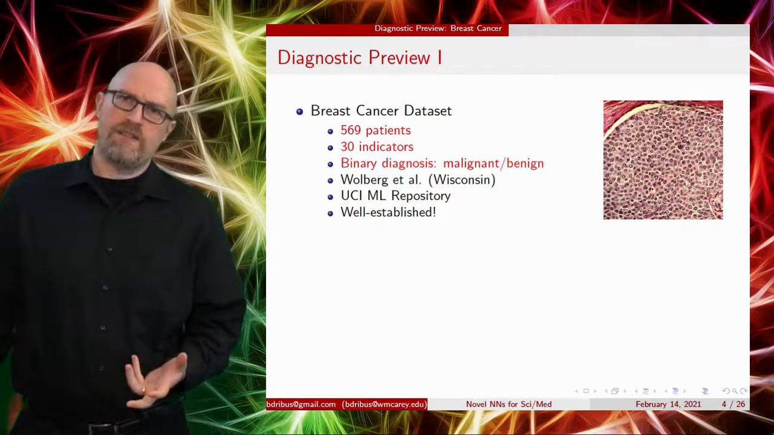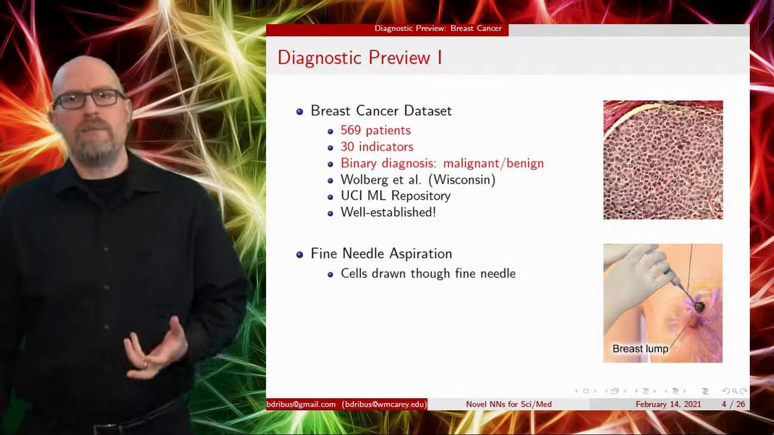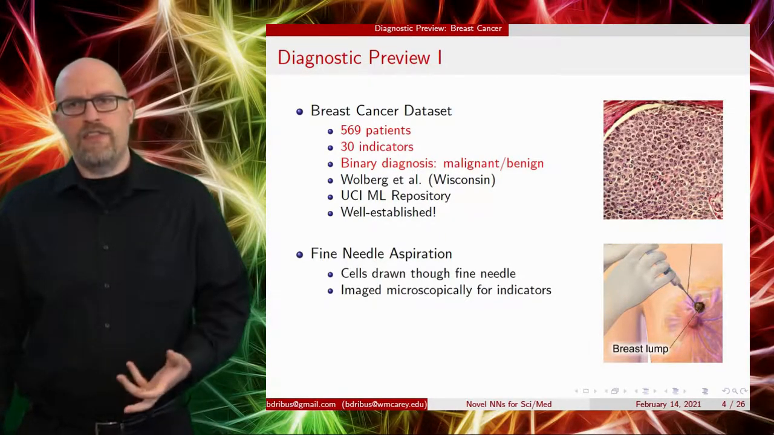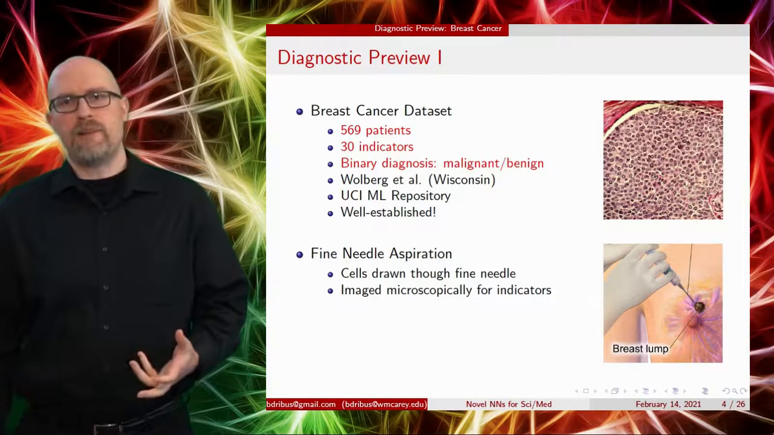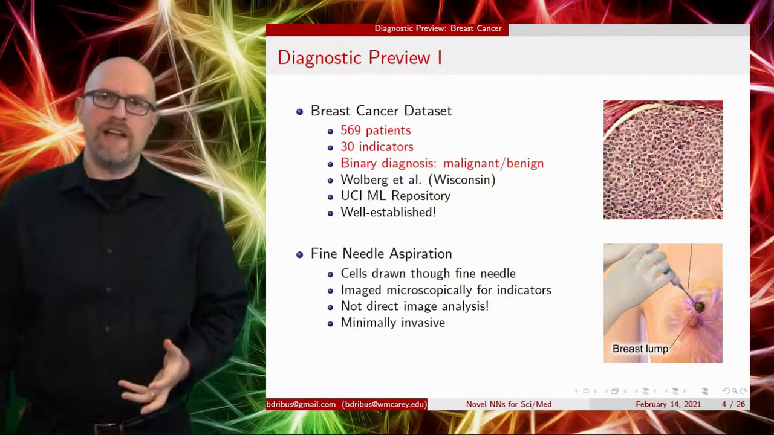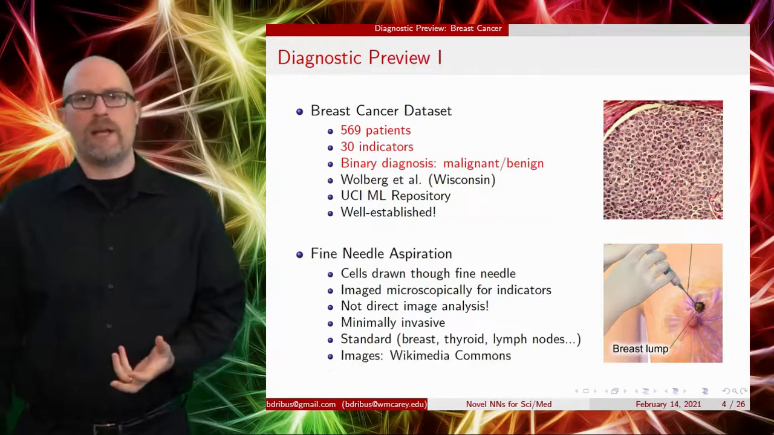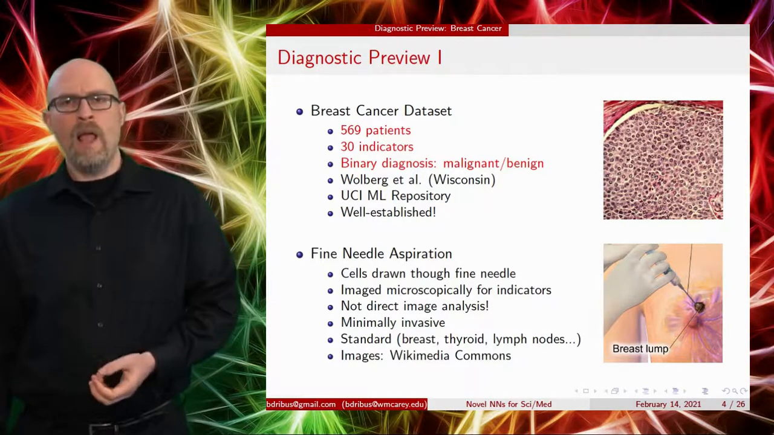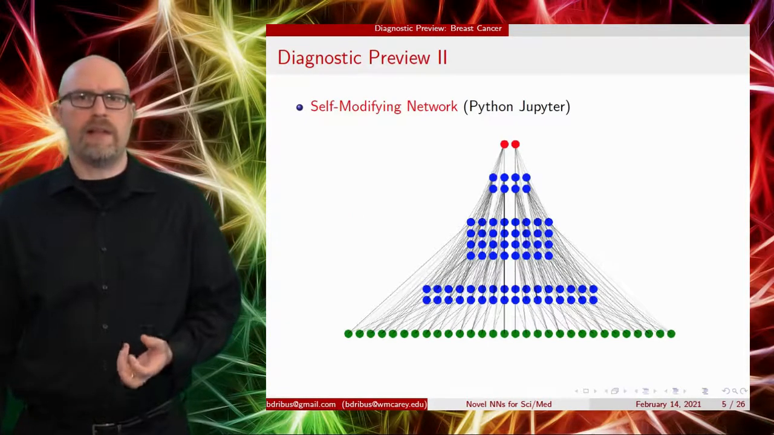The method is called fine needle aspiration. Cells are drawn with a needle and imaged microscopically. The 30 indicators are measurements taken from these images. This is simpler than analyzing the images directly. It's a standard, minimally invasive multi-tissue biopsy method. These images are free from Wikimedia Commons. Let's look at the basics of training a diagnostic network with this data set.